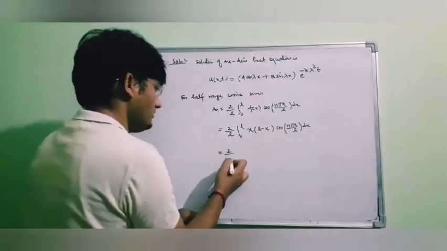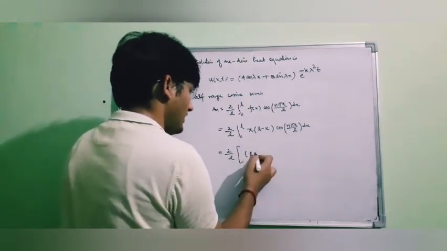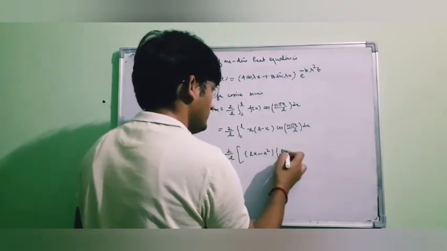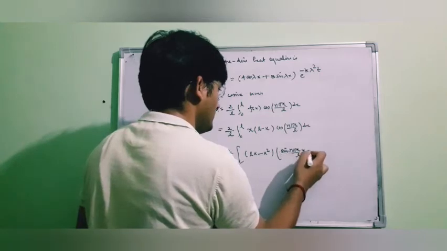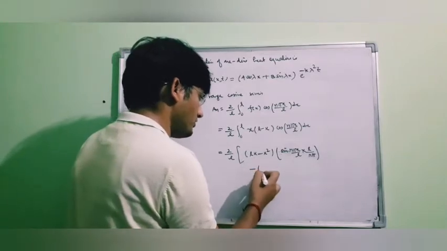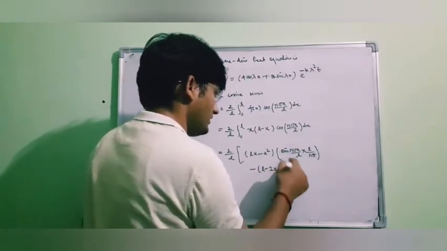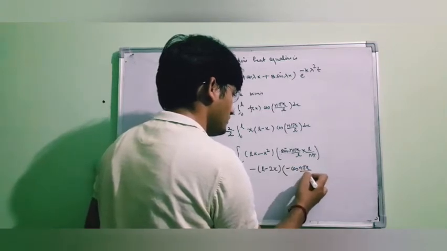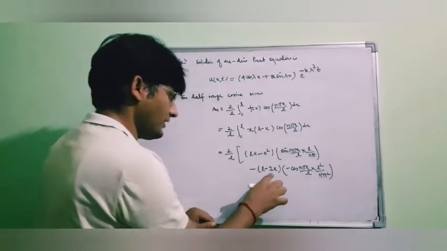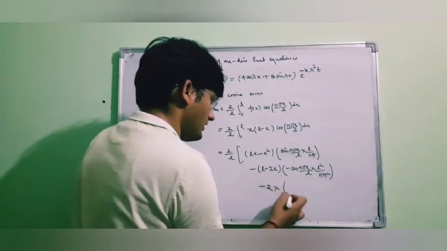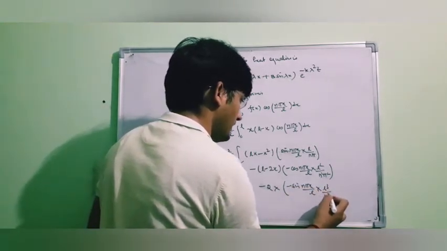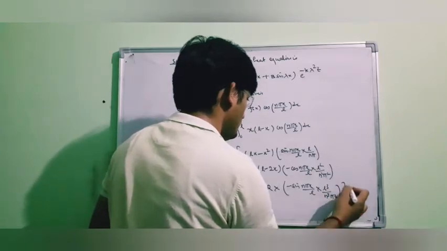So on integration, the first term will give you (lx minus x square) into sin(n pi x upon l) into l upon n pi, with limits from 0 to l. Then we will have minus, and the derivative of this will be (l minus 2x), and the integration of this will be cos(n pi x upon l) into l square upon n square pi square. Then the third term, that is plus, and the derivative of this will give you minus 2, and the integration of cos will be sin(n pi x upon l) into l cube upon n cube pi cube, with limits from 0 to l.